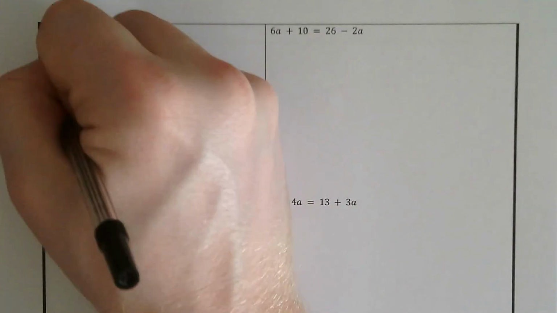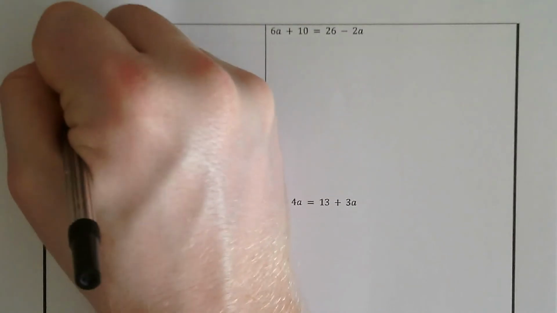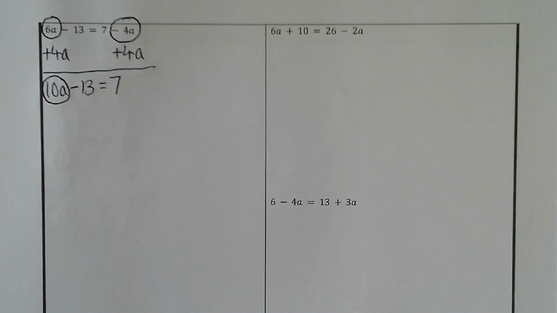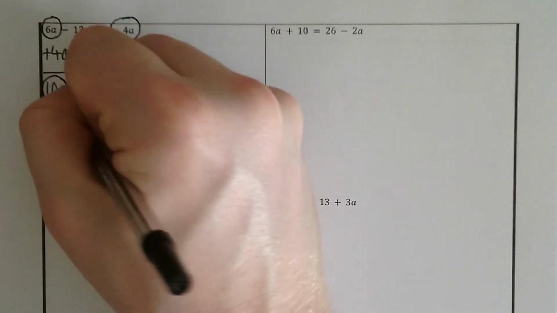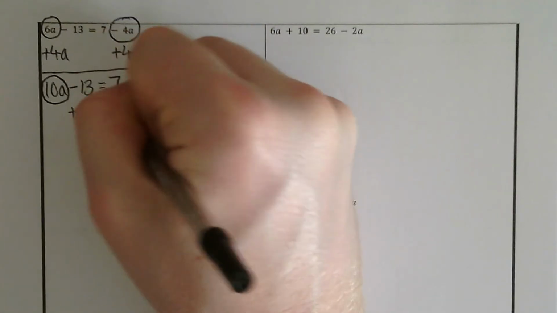Now we need to isolate the term that contains a. So we need to get 10a by itself. This means we need to undo subtract 13. So we will add 13.